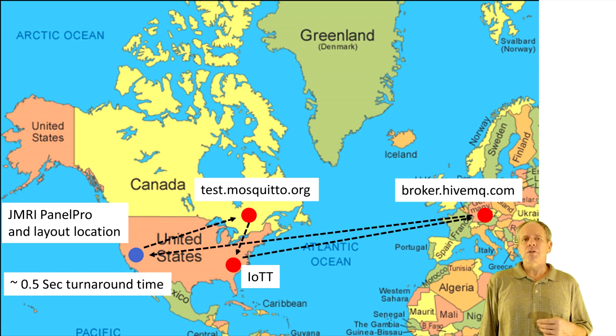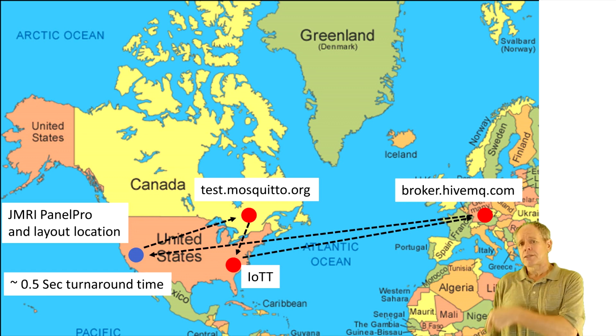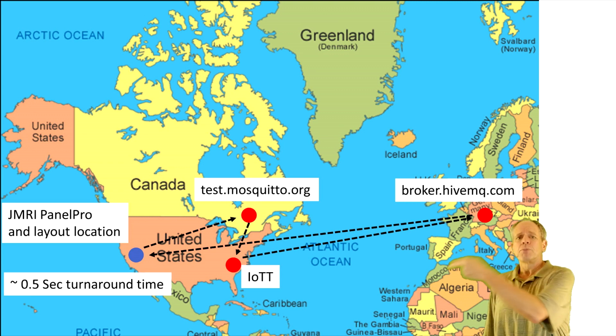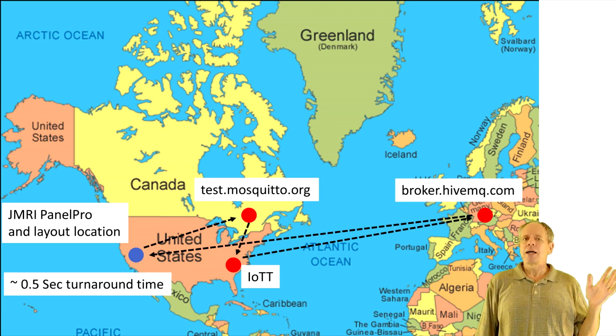The Mosquitto server is probably located in North America, most likely in Canada, while the HiveMQ server appears to be in Europe. So the message goes from your JMRI computer to Mosquitto in Canada, then to the Raspberry Pi in my office in South Carolina, which runs Node-RED, then to the HiveMQ broker in Germany, and from there to your MQTT client, and all that in about half a second.